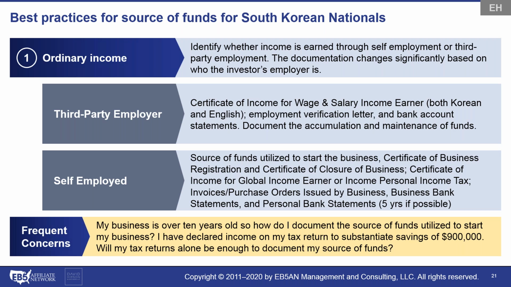So it is really beneficial for us, especially when our clients need to prove their initial source of funds, which usually tend to be income, ordinary income. Then all we have to do is go to the tax office and retrieve their tax records, either Certificate of Income for Wage and Salary Income or Global Income Tax.